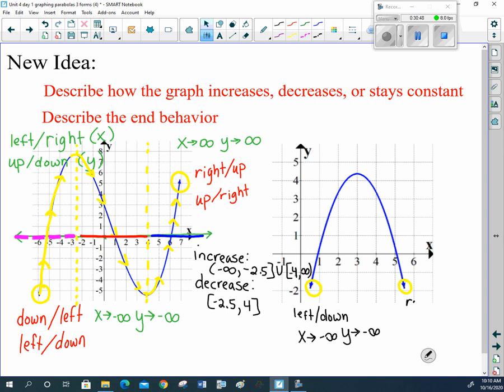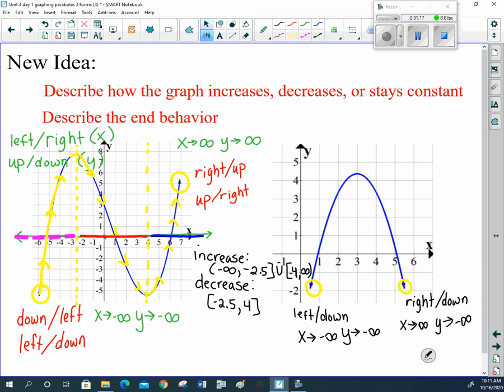Okay, over here on the right, if I were to describe it in words, it looks like it's moving out to the right, and it's also going down. So that's a nice verbal description, but now let's do this in math language. So moving right is the same thing as saying as x goes to positive infinity, y, as I'm moving to the right, it's going down, so y goes to negative infinity. That's describing our end behavior.